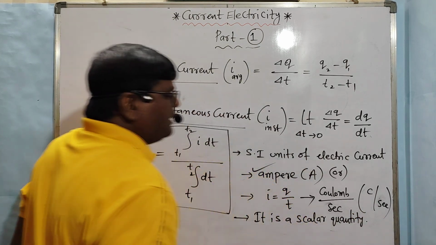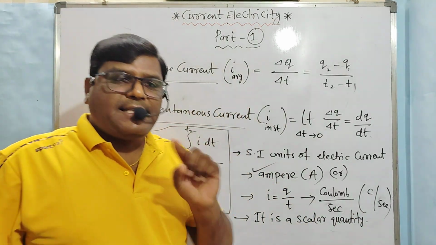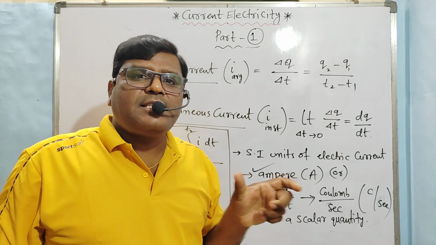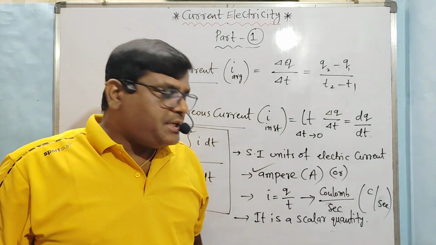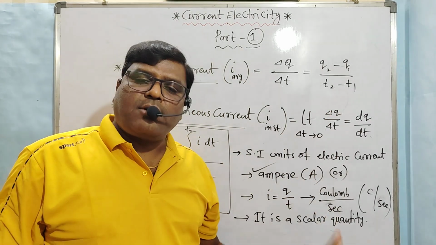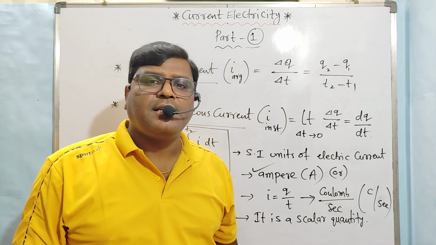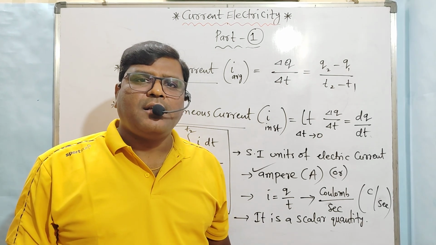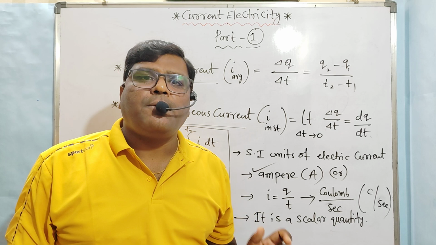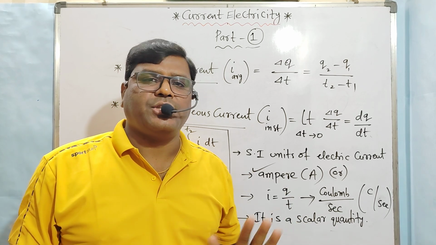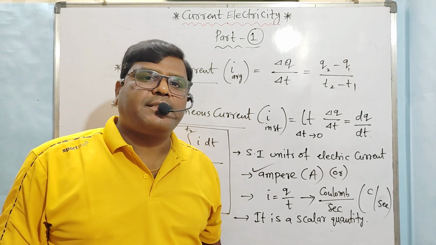Even though electric current has a specific direction and specific magnitude, it is not a vector quantity, it is a scalar quantity. Why is it not a vector? Why is it a scalar? It does not obey the law of vector addition. What is the meaning of the law of vector addition?